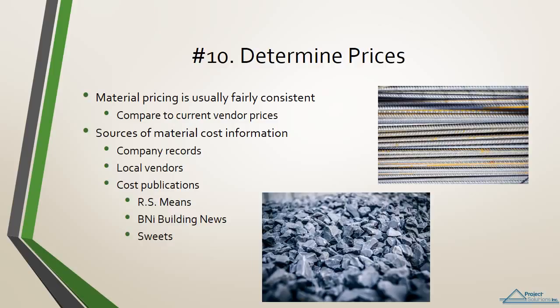Number 10. Determine prices for each element. The contractor is almost always required to provide the materials for a construction project. Material pricing is usually fairly consistent. However, unit prices should be checked against the current prices of vendors that will be used. Sources of material cost information include company records, local vendors, and cost publications such as RS Means, B&I Building News, Sweets, and Walkers.